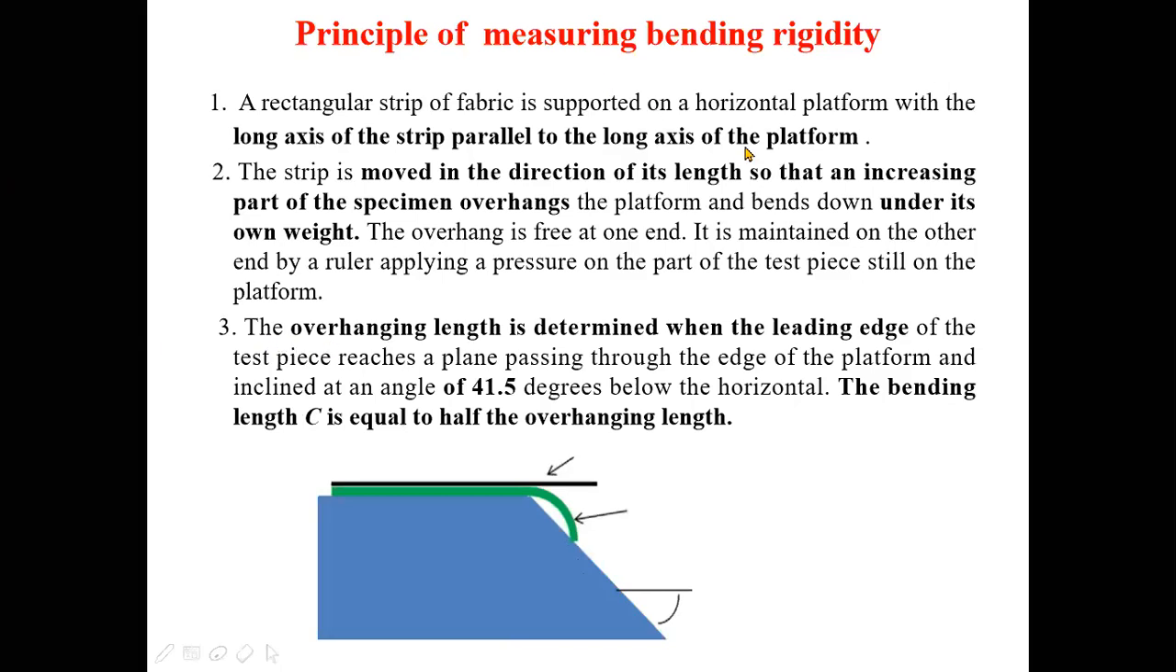The overhanging length is determined when the leading edge of the test piece reaches a plane passing through the edge of the platform and inclined to an angle 41.5 degree. See, this line is making an angle 41.5 degree below the horizon. That means you have to ensure that this angle is 41.5 degree. And why it is 41.5 degree? I have earlier shown you that the function is a very complicated function, but if you put theta is equal to 41.5 degree, then the value of this function will be half. So in that case, the C will be just equal to the half of the overhanging.